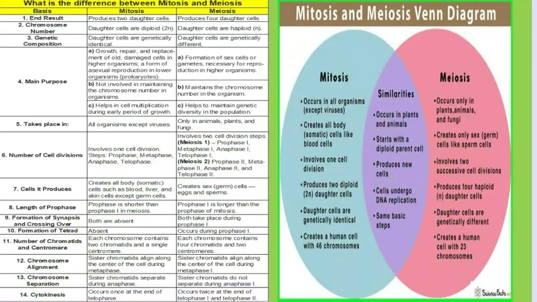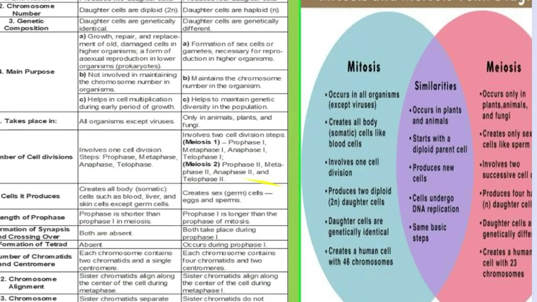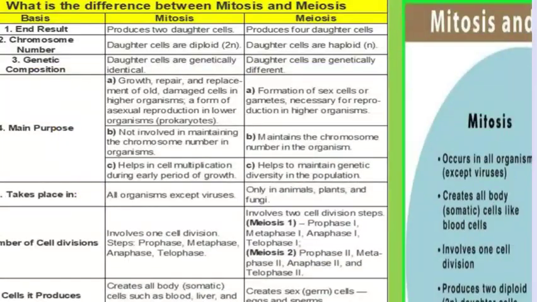Here in this image, there are some differences between meiosis and mitosis. The mitosis produces 2 daughter cells, whereas the meiosis produces 4 daughter cells. In mitosis, daughter cells are diploid, that is 2n. In meiosis, daughter cells are haploid, that is n. In mitosis, daughter cells are genetically identical. In meiosis, the daughter cells are genetically different.